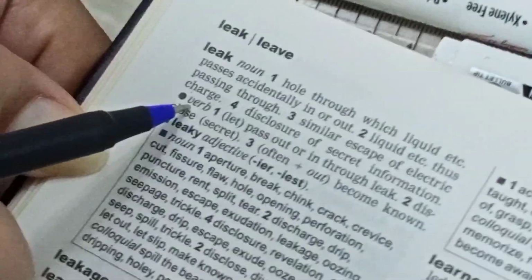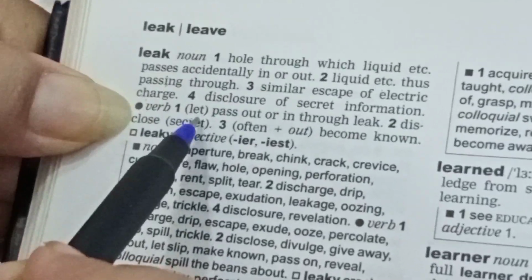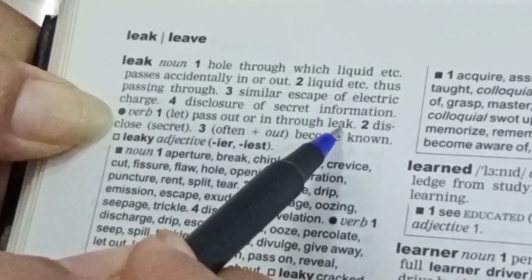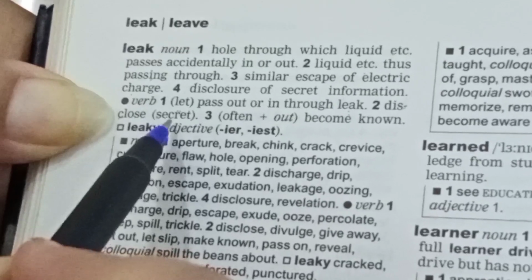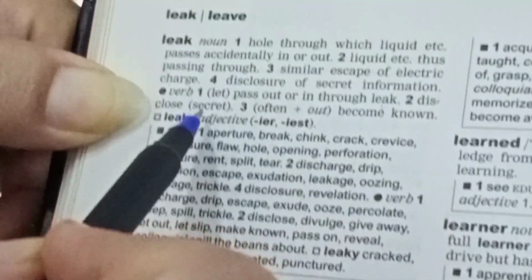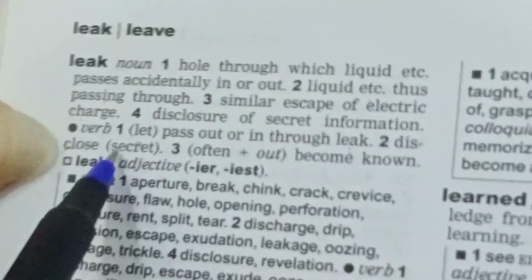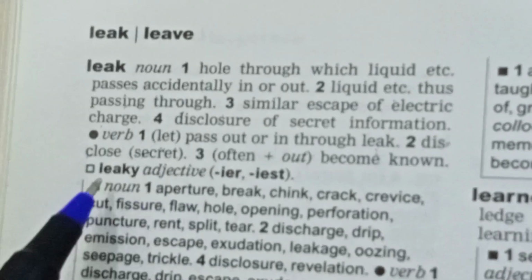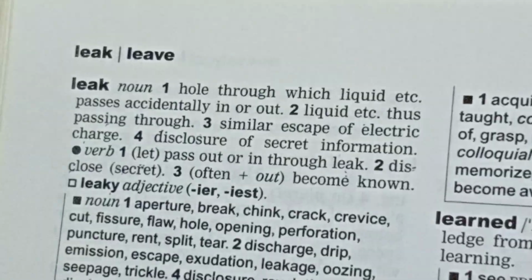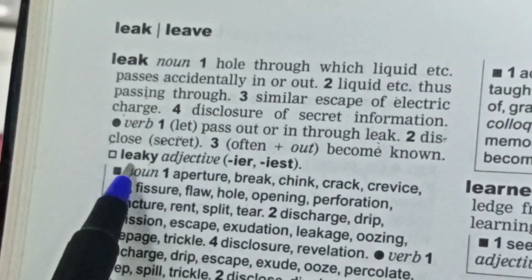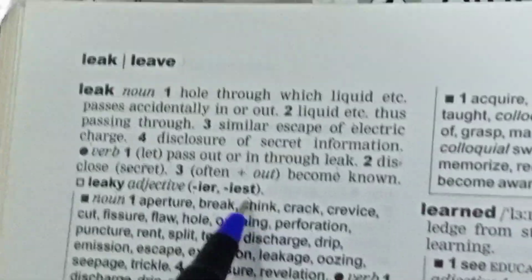Leak, it's a verb. Pass out. Leak is a noun, and here the verb leak: pass out or in through. Disclose, it's also used for a secret. Don't leak this information out. Here leak is used for a secret. Third also, become known, and the adjective is leaky, L-E-A-K-Y. Yes, and the three forms, leaky, leakier, leakiest. This is also given here.